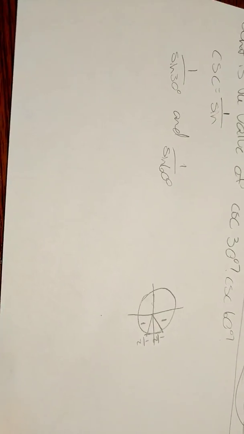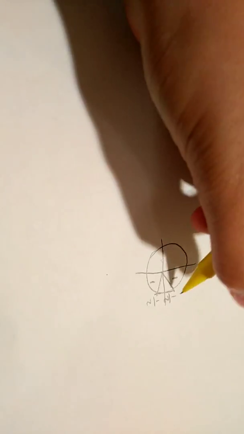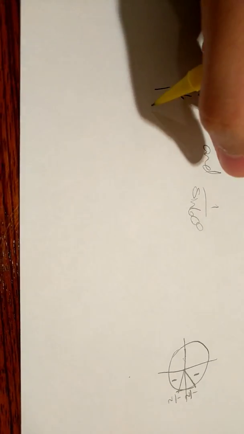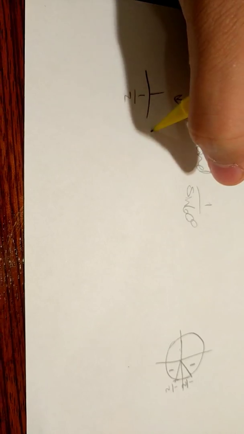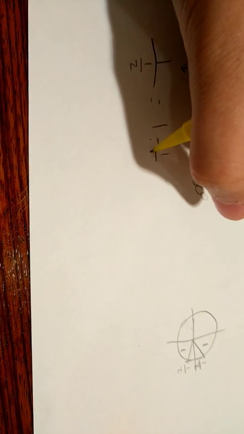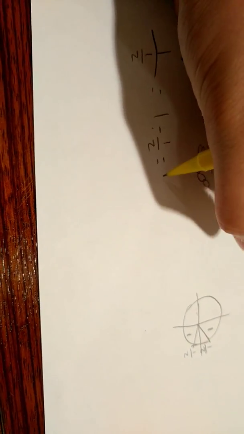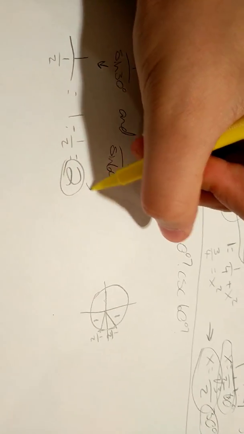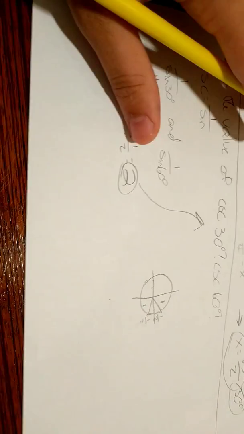So the sine of 30 degrees, that's going to be the y value, that's going to be equal to 1/2. So this just became 1 divided by 1/2. So that's 1 divided by 1/2, which is equal to 1 times 2, which is equal to 2. So that means that cosecant of 30 is equal to 2.